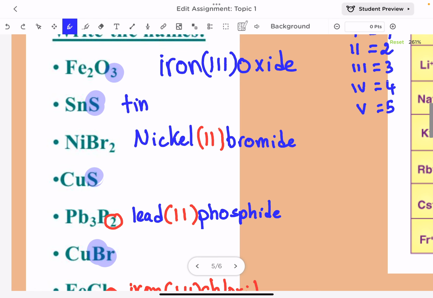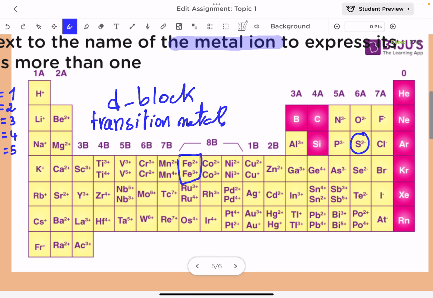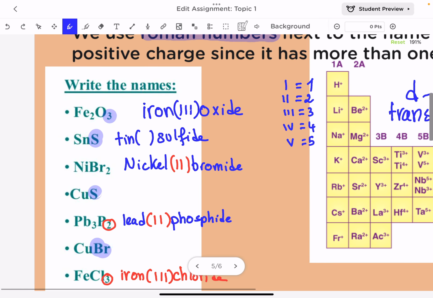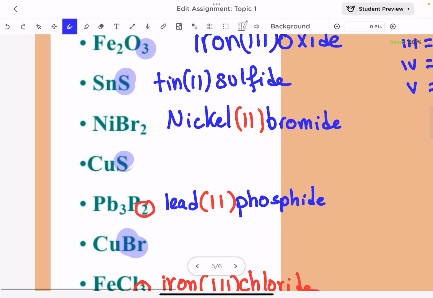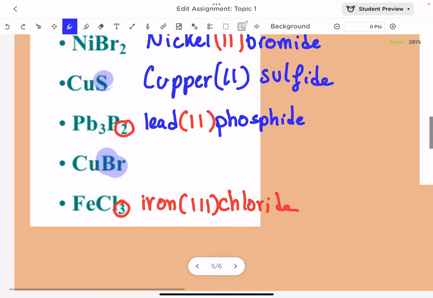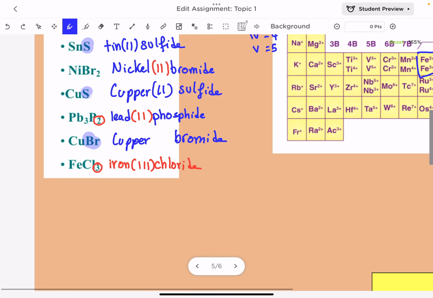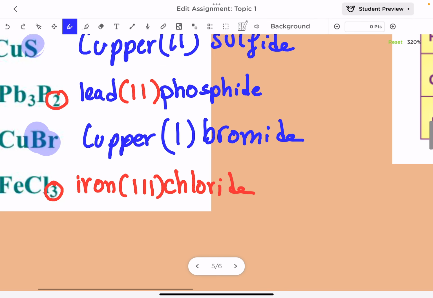So first, this is tin sulfide. Now, tin, how much? S belongs to group 16 and S has a -2 charge. So tin here is gonna have just 2. Again here, copper 2 sulfide. Finally, the last one, copper bromide. Now, knowing the charge of bromide, which is Br -1, it's gonna be copper 1 bromide.